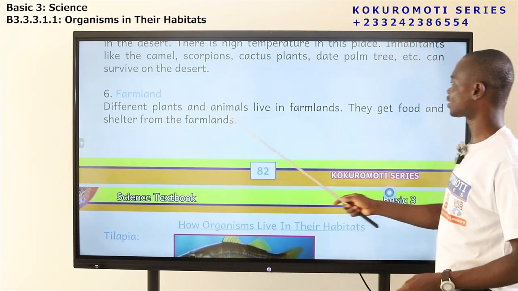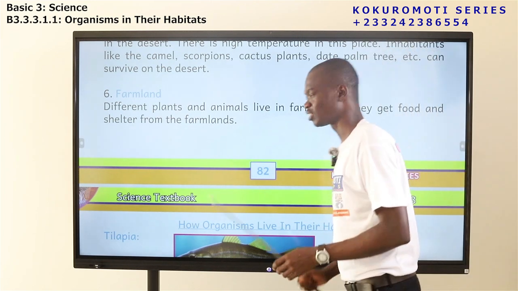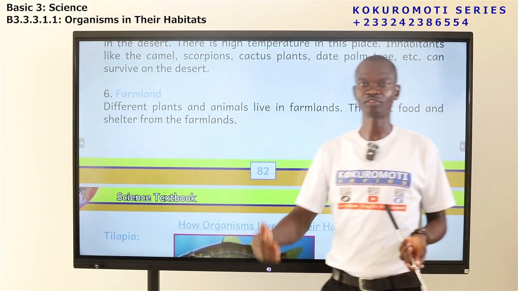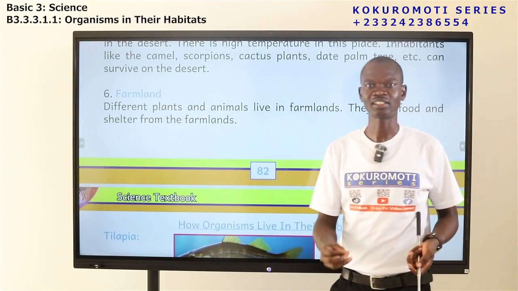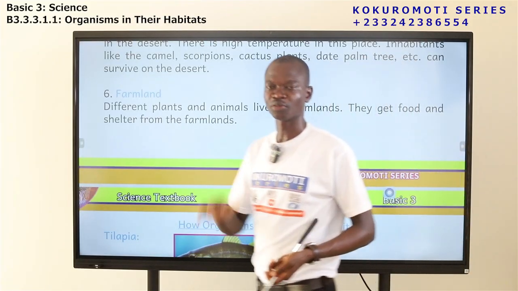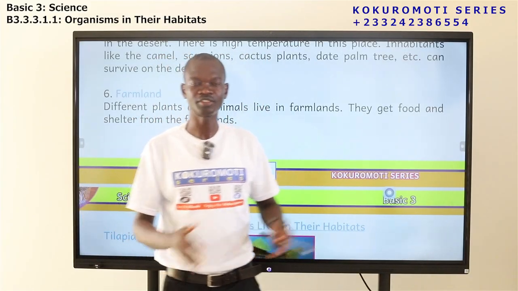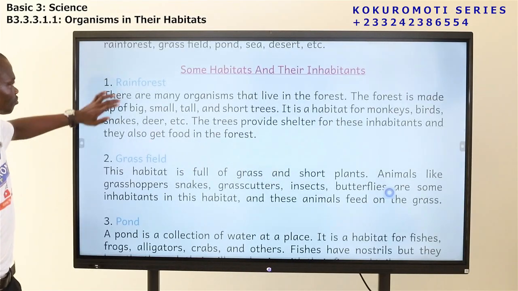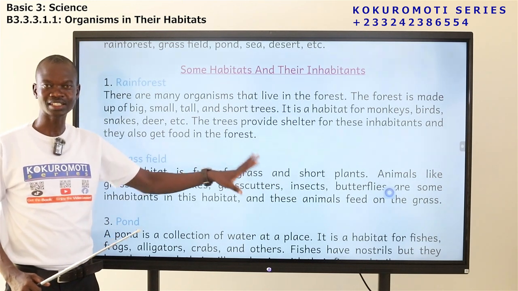Farmland. Different plants and animals live in farmlands. They get food and shelter from the farmlands. So if you go to the farmland, there are so many animals that you can find. They live over there because they get a place to live peacefully and they get food to eat. So when you talk of habitats, we are talking about places, and inhabitants are living things that live in these places. Today we have learned about some habitats, and we have also looked at the inhabitants that can be found in these habitats.